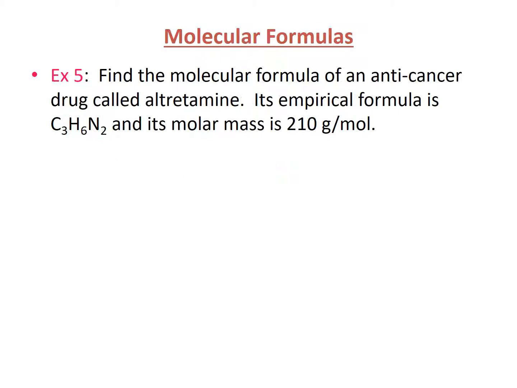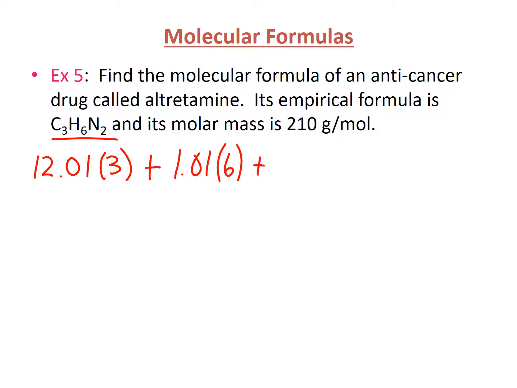So let's actually look at an example. It says find the molecular formula of an anti-cancer drug called altretamine. Its empirical formula is C3H6N2 and its molar mass is 210 grams per mole. So the first step is to find the mass of the empirical formula. We're going to take the mass of carbon and multiply it by 3 because there's 3 carbons in that empirical formula. We're going to add it to the mass of hydrogen times 6 and add it to the mass of nitrogen times 2. And when you do that, you get about 70 grams.